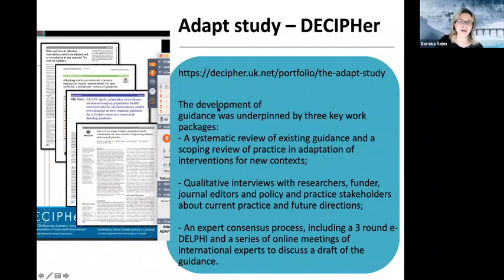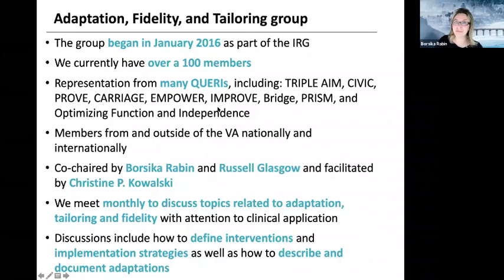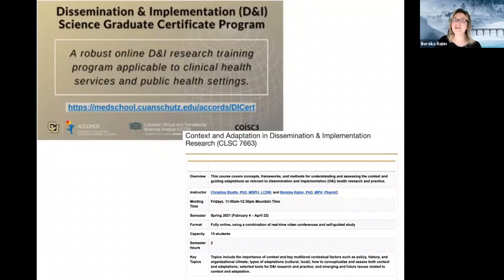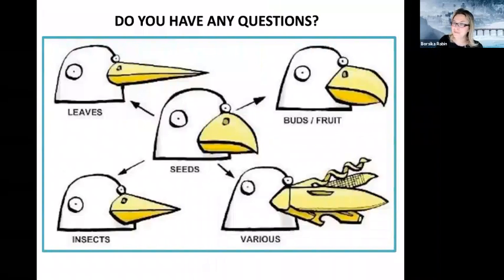And then moving on, we have a work group where we talk about only adaptations and fidelity and tailoring, and everyone is welcome. It started with the VA and it's within the VA and sponsored by them, but we have members from all around. So join us if you can. Please email me or Russ and we'll add you. And then we also have a certificate program that has specific context and adaptation course as well as other DNI related courses. We just wanted to share this with you in case you want more in-depth DNI training. And then with that, we finished all of our slides.